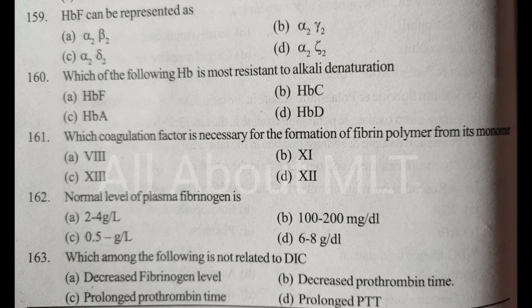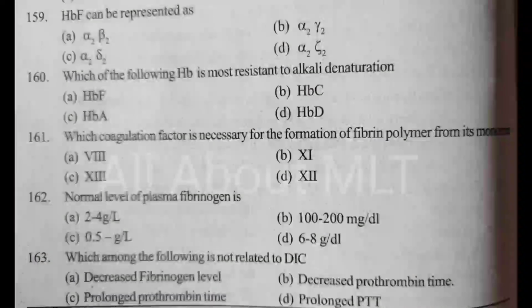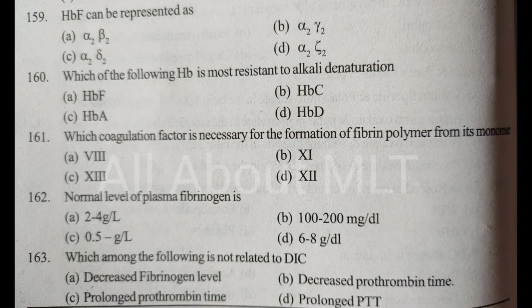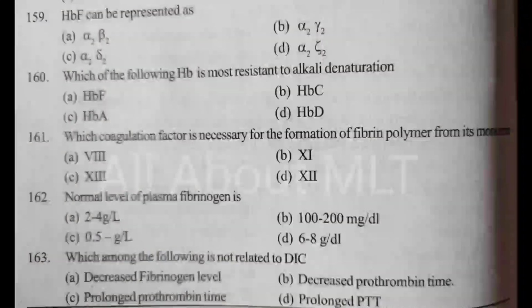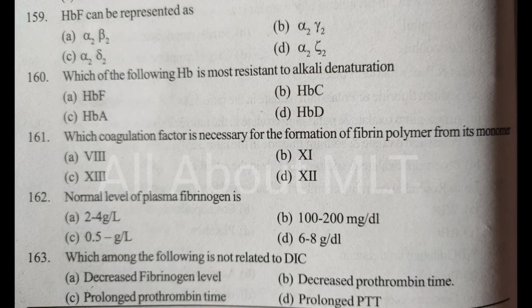Which coagulation factor is necessary for the formation of fibrin polymer from its monomer? Option A factor 8, option B factor 11, option C factor 13, option D factor 12, and the answer is option C factor 13. Normal level of plasma fibrinogen is option A 2 to 4 gram per liter, option B 100 to 200 milligram per dl, option C 0.5 gram per liter, option D 6 to 8 gram per deciliter, and the answer is option A 2 to 4 gram per liter.